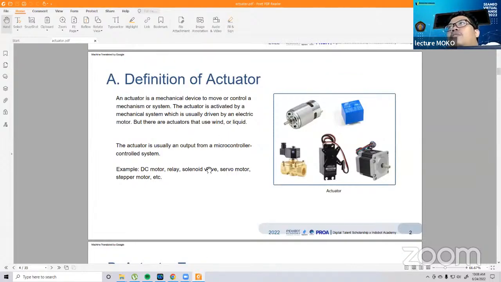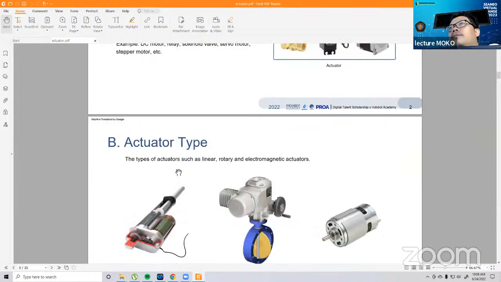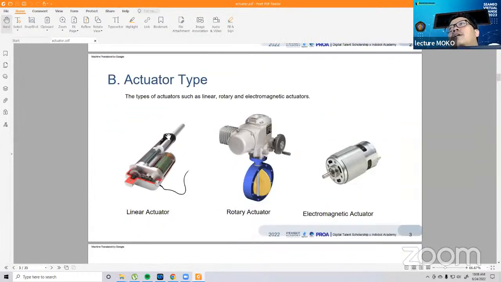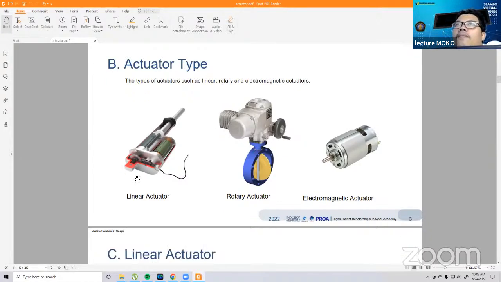Okay, so there are three options for actuators that we can find in the market: actuators driven by electric, driven by liquid, and driven by air. So pneumatic, hydraulic, and electric actuators. For example, we have three types of actuators: linear actuator, rotary actuator, and electromagnetic actuator.